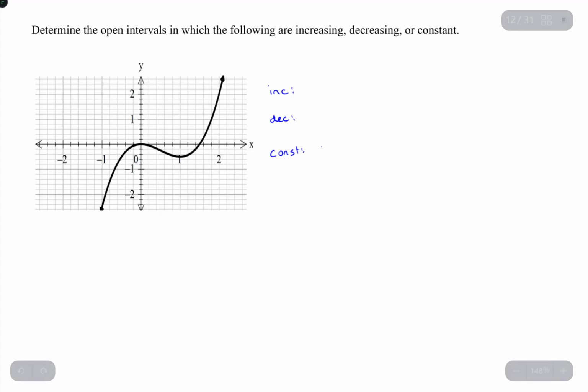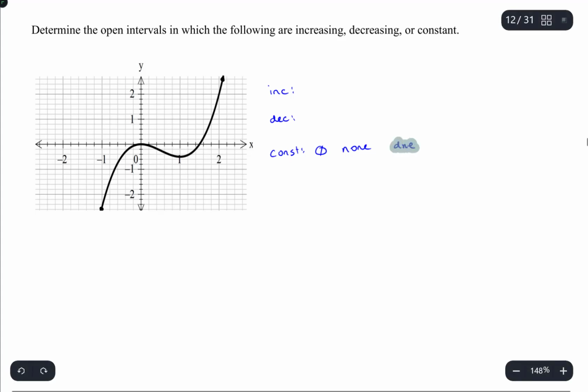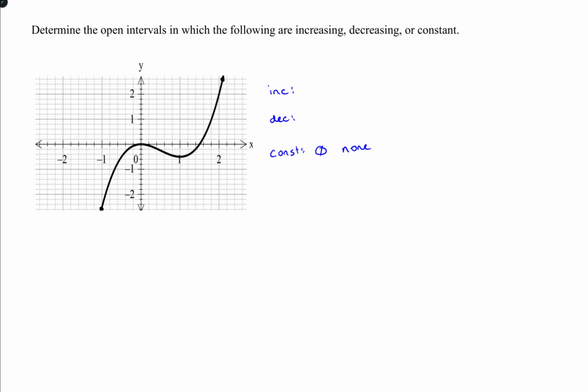So you could say that's the empty set, or you could just say none, just something indicating that that's not happening. Maybe even like does not exist, DNE or something like that. But anyway, some sort of indication that it's not happening. Now, increasing, that is happening.